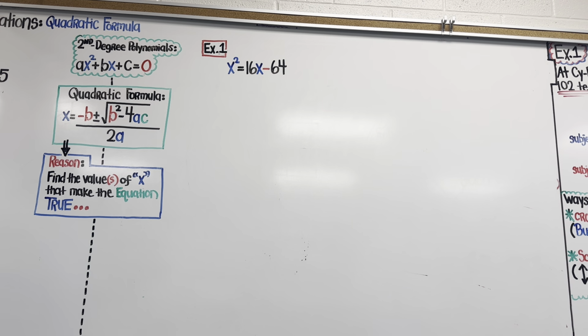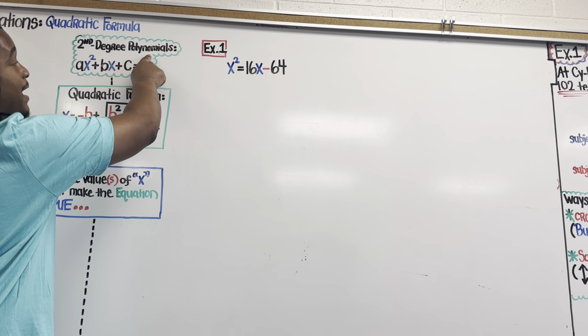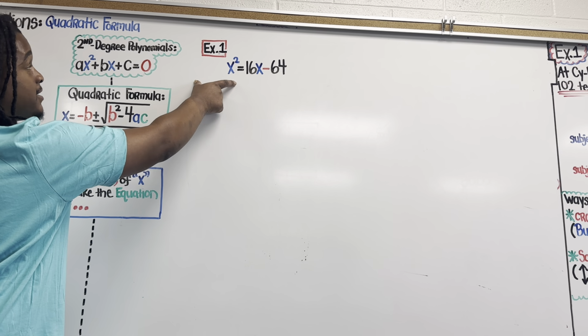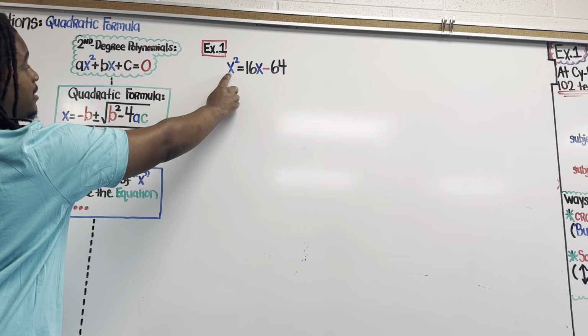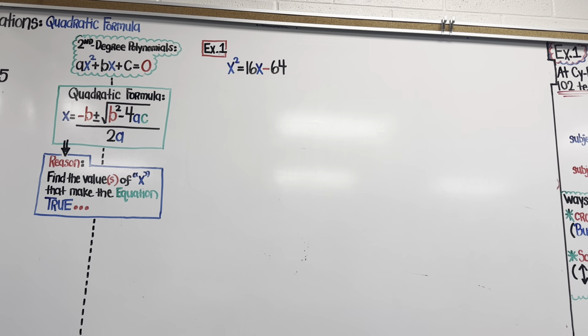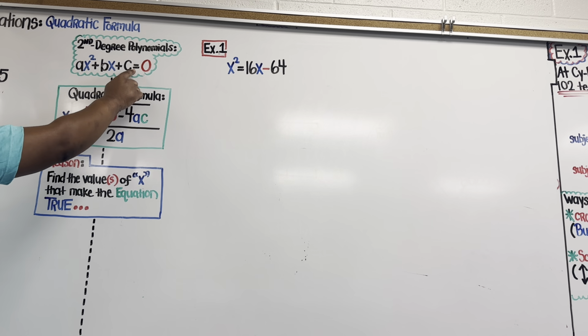Now, the first thing we need to do, guys, and once again, this particular equation is a second degree polynomial because the highest degree of x is to the second power. Now, what we want to do is restructure the equation in this particular form, which is called the parent function or the parent form, where we have everything on the left side of the equal sign and everything equals 0.